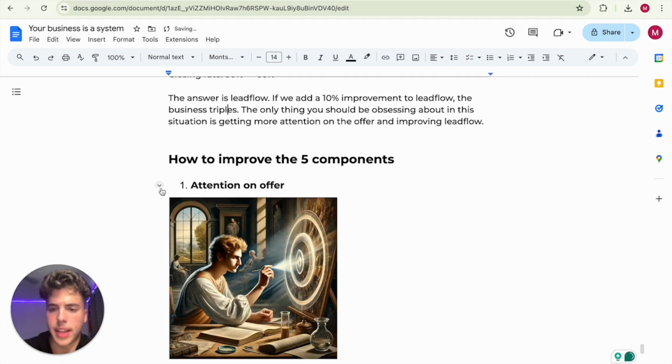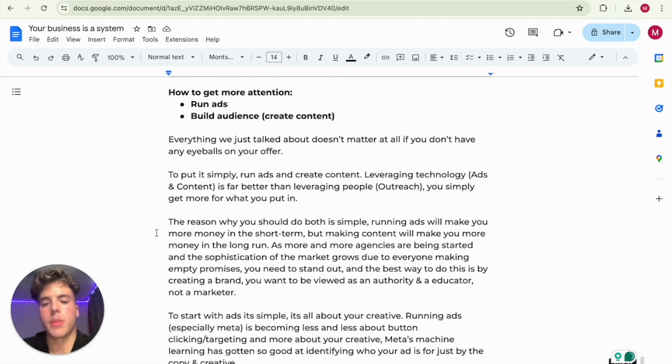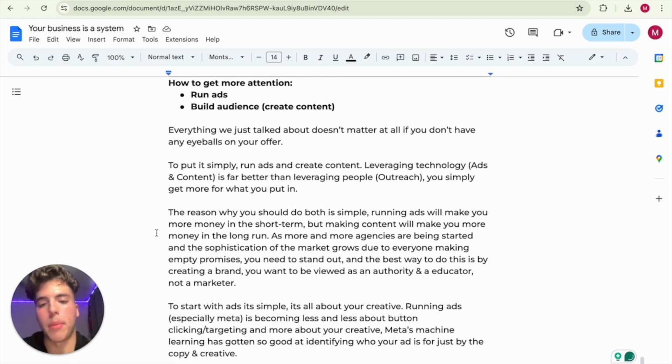The first one is attention on offer. How do you get more attention? Well, simply just run ads and build an audience. Running ads is to make money right now. Building an audience is a long-term play, so you can make more money long-term. And so everything we just talked about doesn't matter at all if you don't have any eyeballs on your offer. To put it simply, run ads and create content.